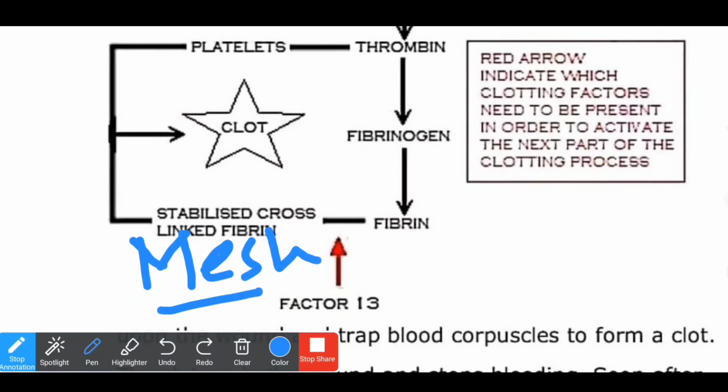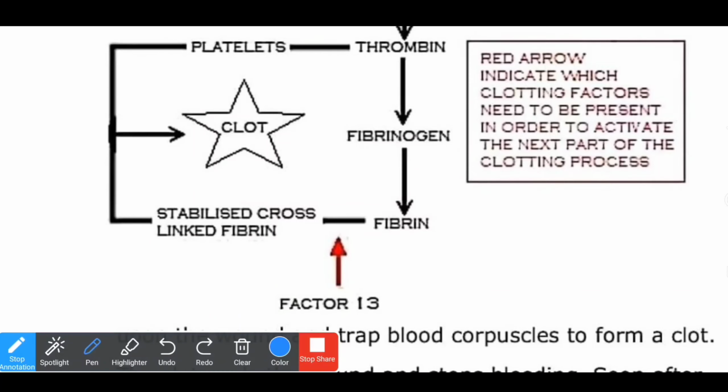So all of the factors are playing an important role. And here, whenever we are going through the red arrows, what is the function of those red arrows? These are indicating which clotting factors need to be present in order to activate the next part of the clotting process.